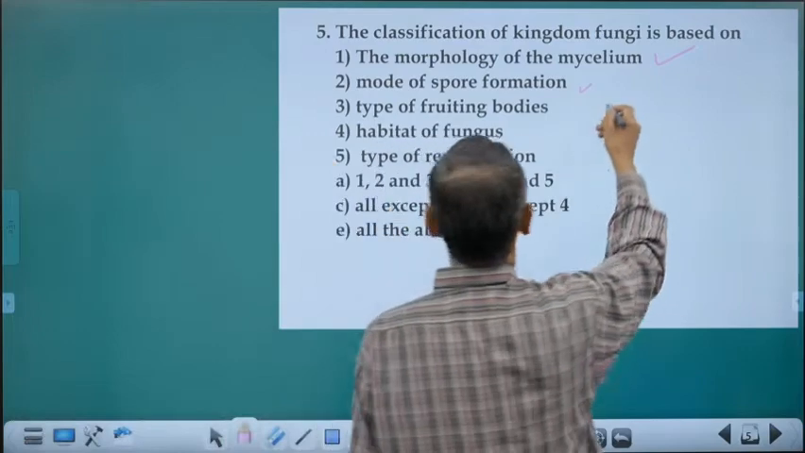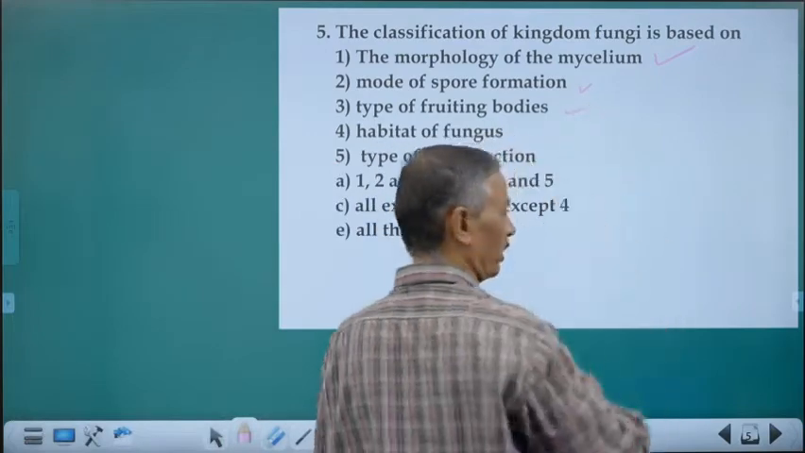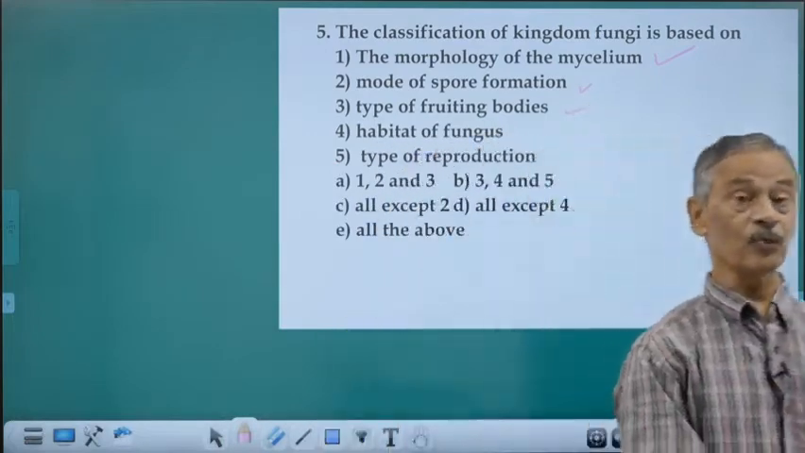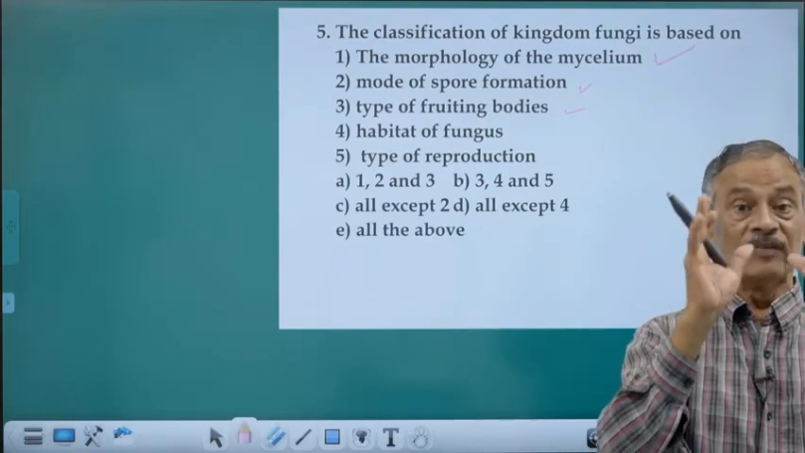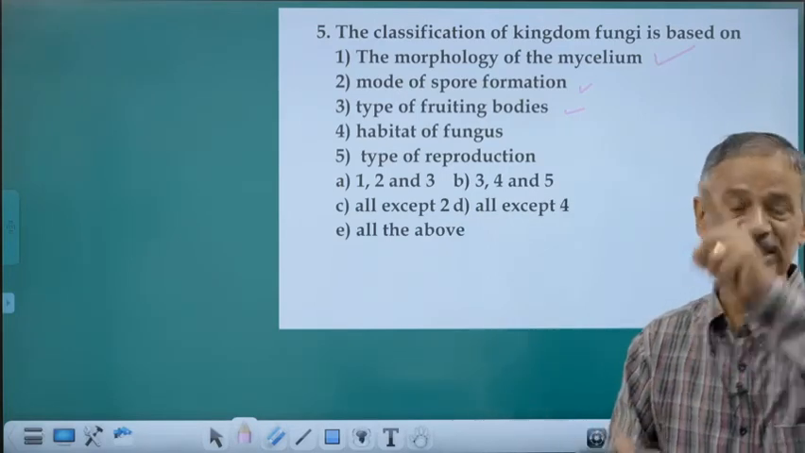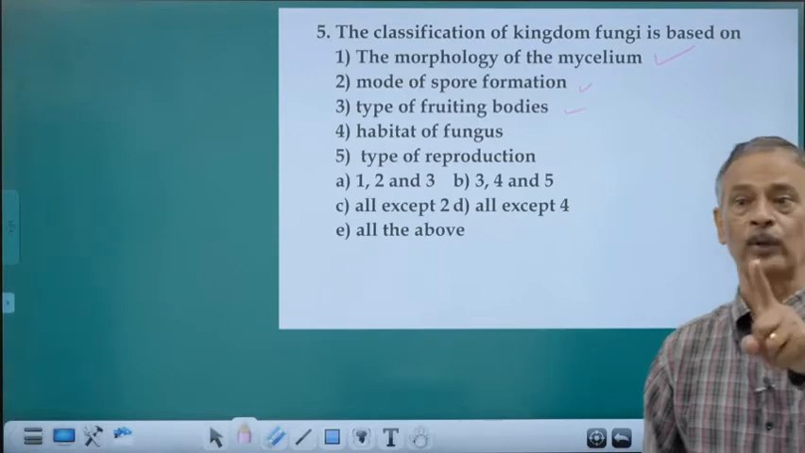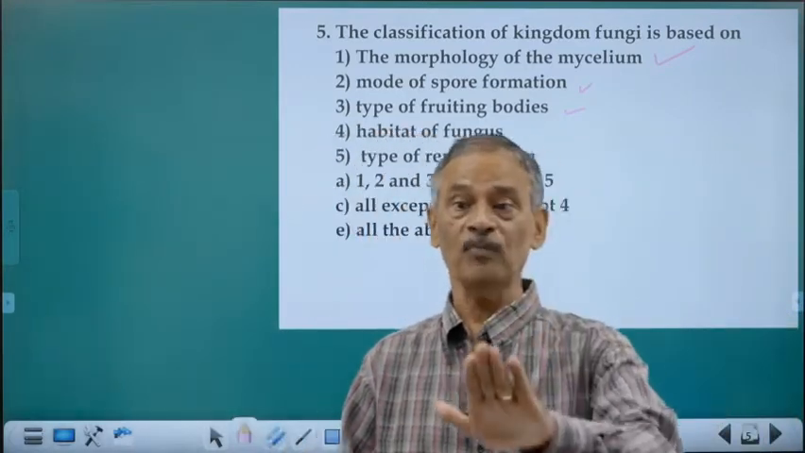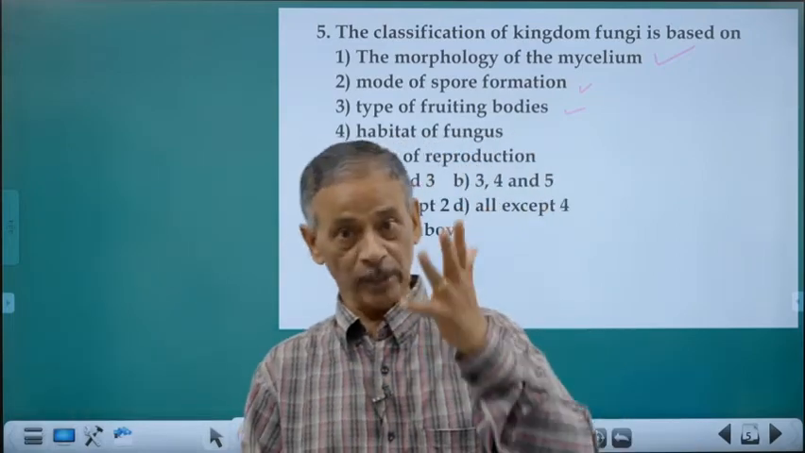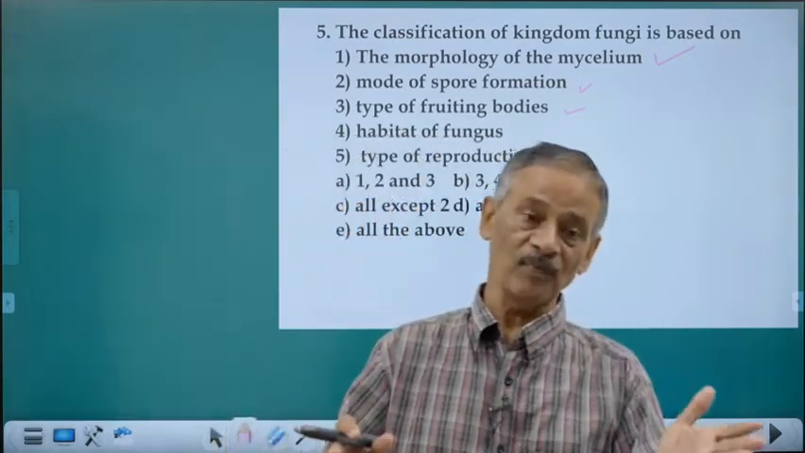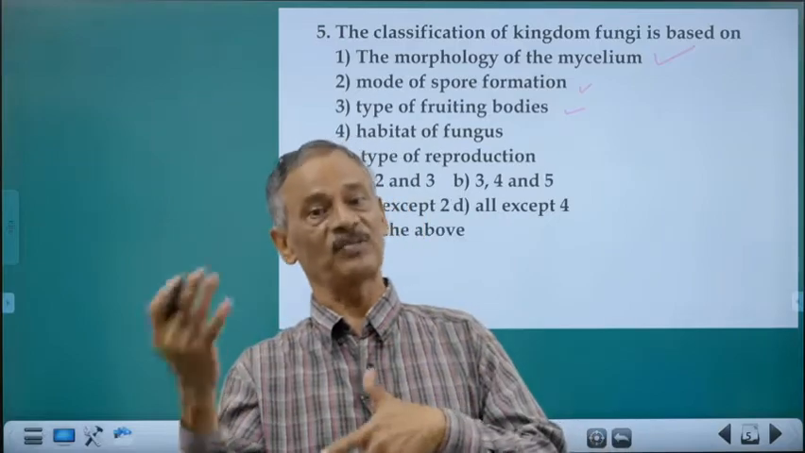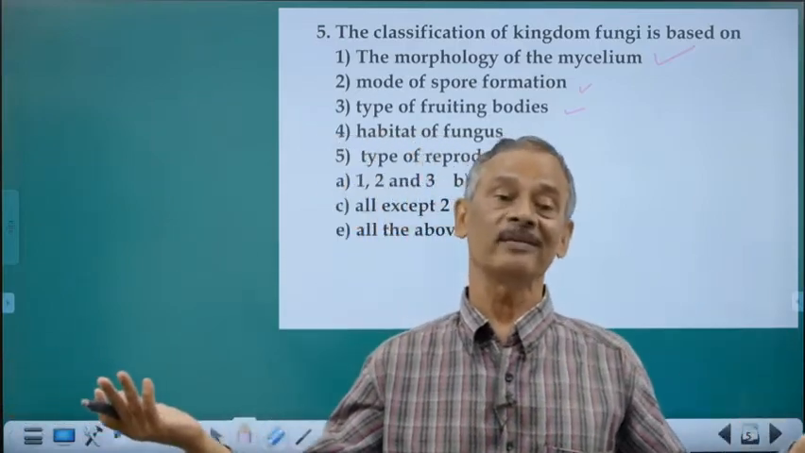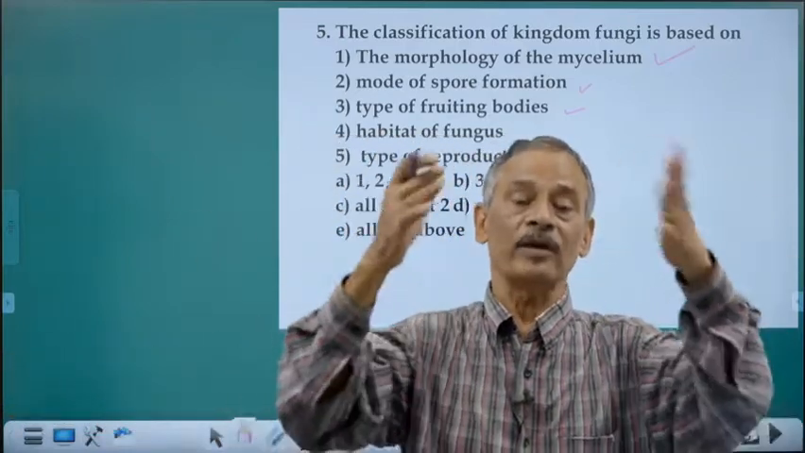Correct. Type of fruiting body. What is the fruiting body? It is the body in which zygote undergoes meiosis and sexual spores are produced. That is what is called the fruiting body. What is the type of fruiting body? Whether it is in the form of a sac or it is in the form of a basidium. That is the main criteria by which we are classifying.